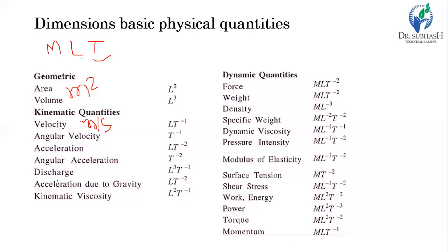Then discharge is again a kinematic quantity. It is a volume flow rate, and the unit is meter cube per second. Meter cube, volume, is L cubed, divided by time. So L cubed t minus 1. So that is the discharge.